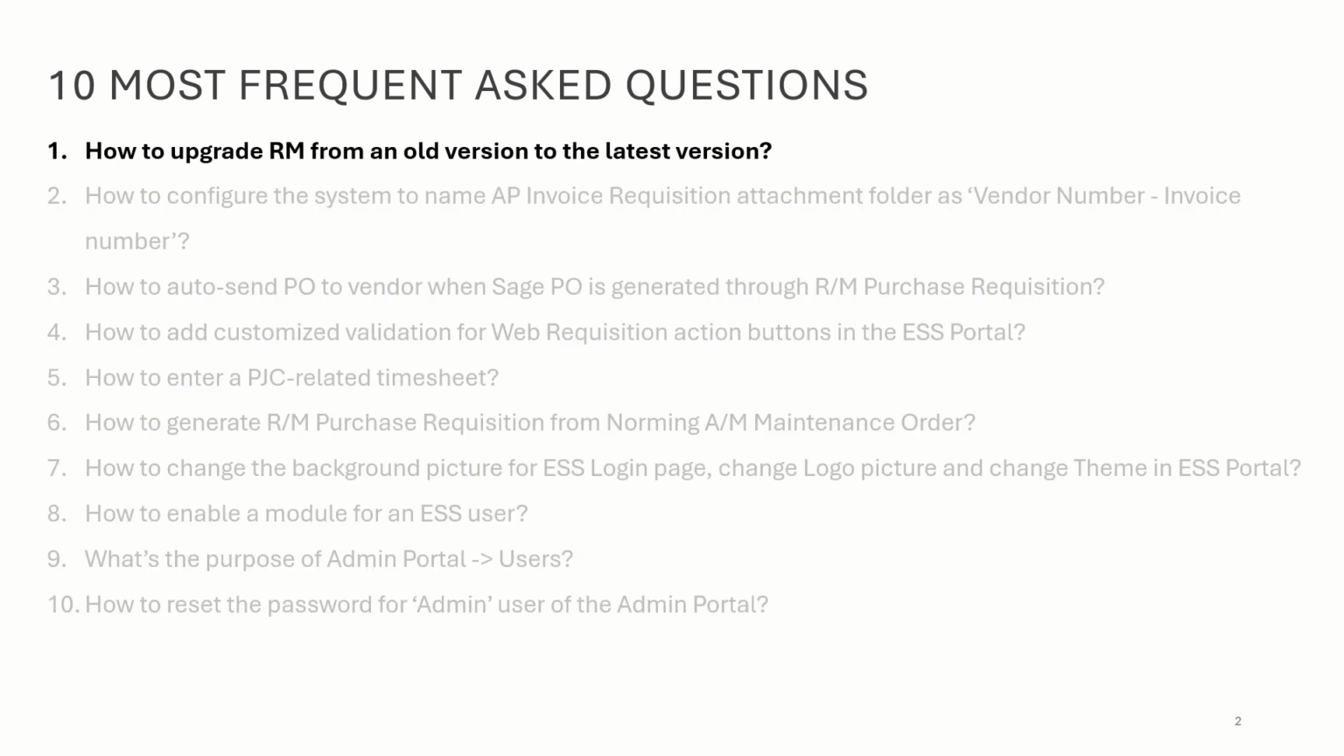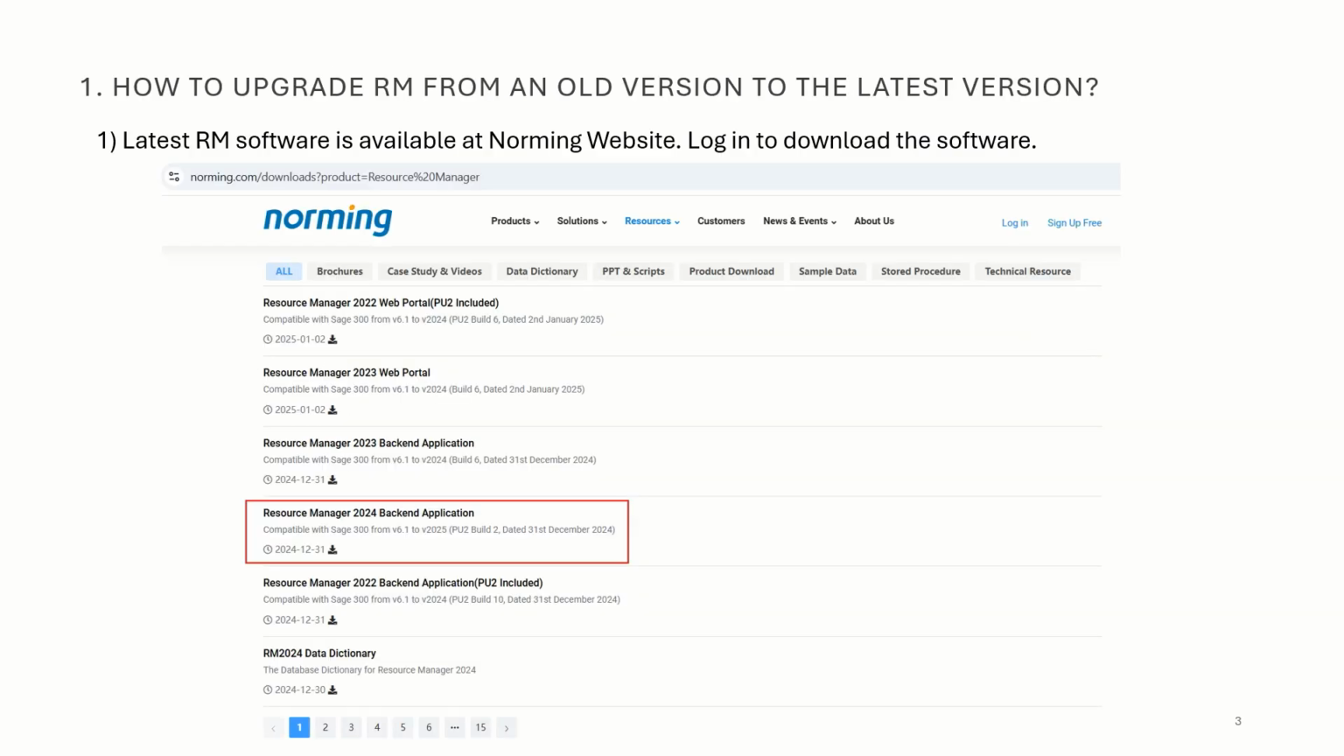The first question I'm going to talk about now is how to upgrade RM software from an old version to the latest version. To do the software upgrade, we need to do some preparation work. The first step is to get the latest software. We can go to the Normin website to check what is the latest software available.